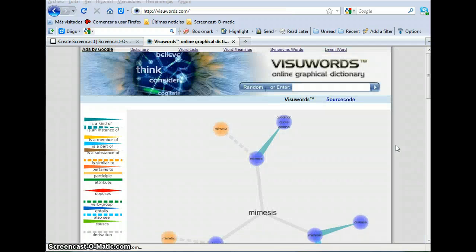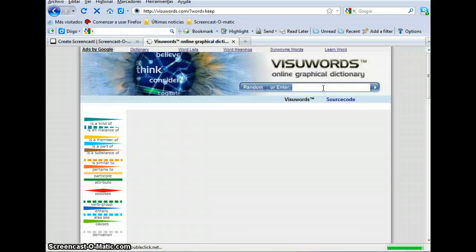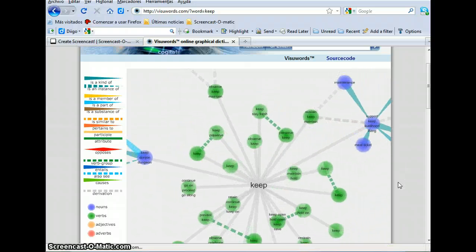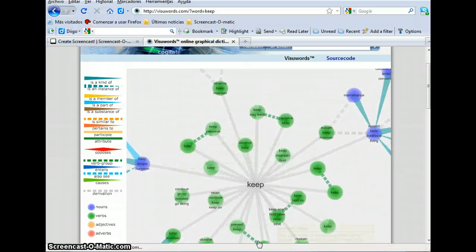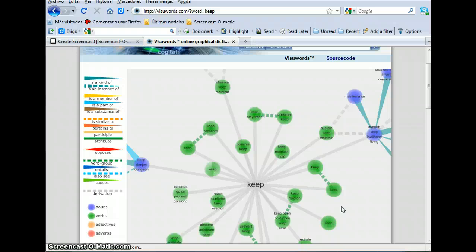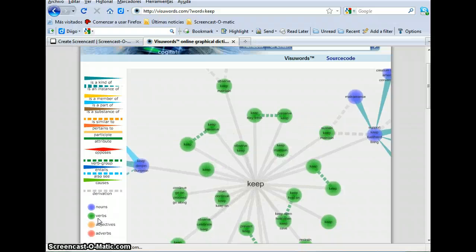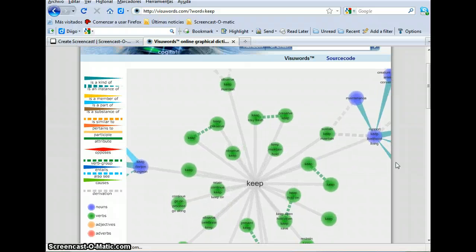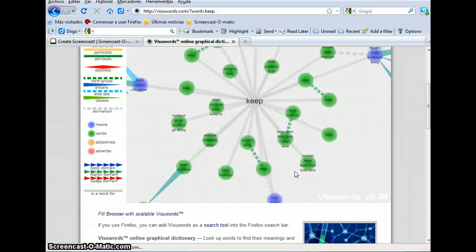Okay, this is the last source we're going to look at. This is called Visuwords. It's a graphical dictionary, and what you'll notice here is that when you put in a word, the word is going to be at the middle, and that middle is sort of a nucleus, okay? We have colors here to tell us what part of speech this is. So keep here is green, so that means it's a verb, okay? And as we can go further away from the nucleus, we're going to get different meanings.